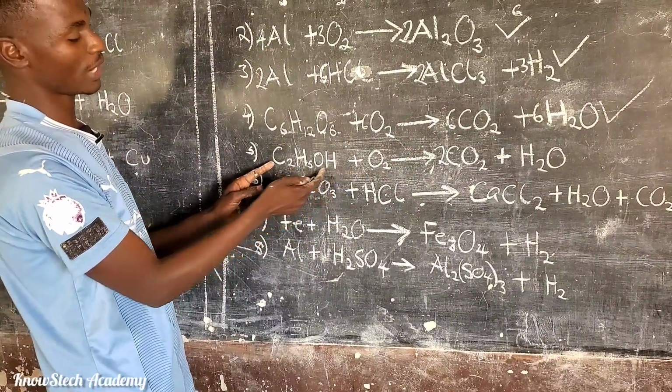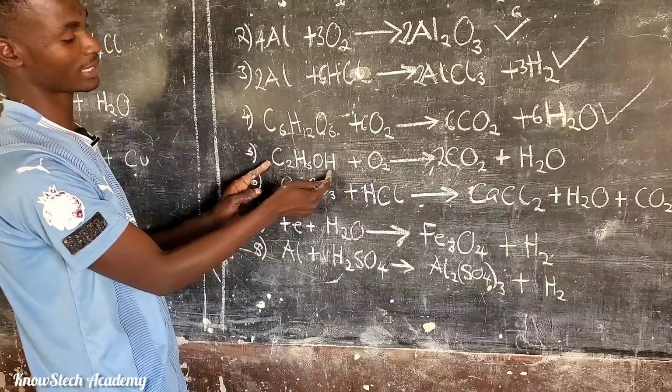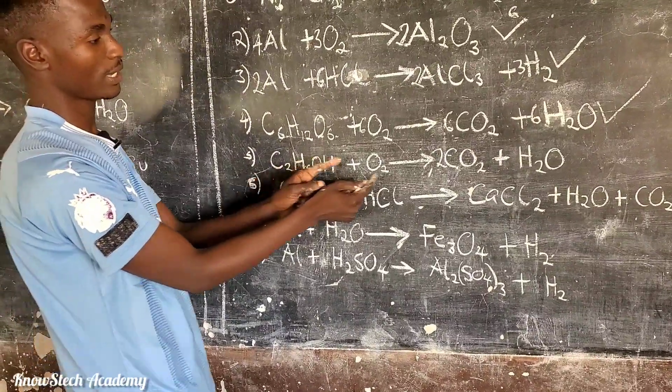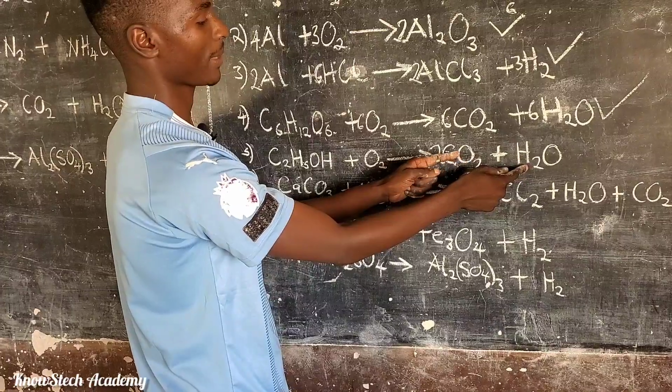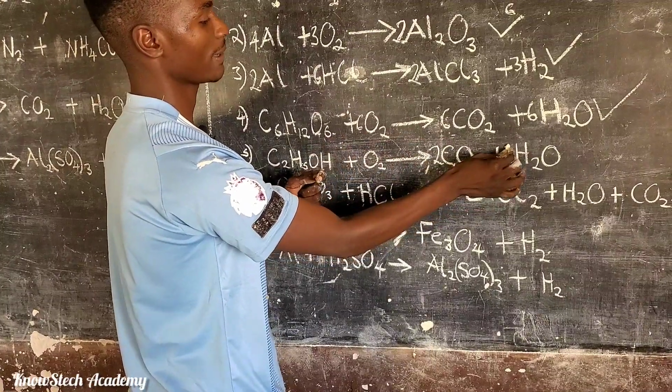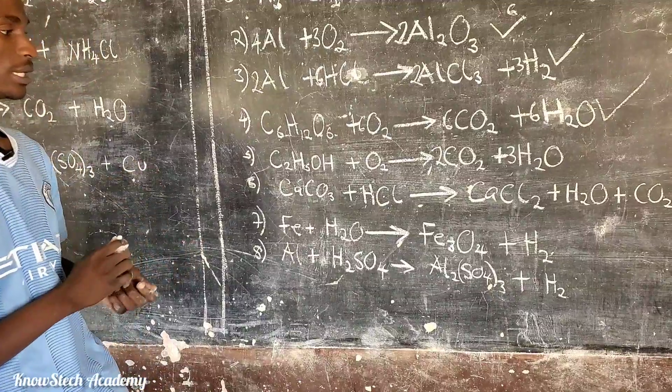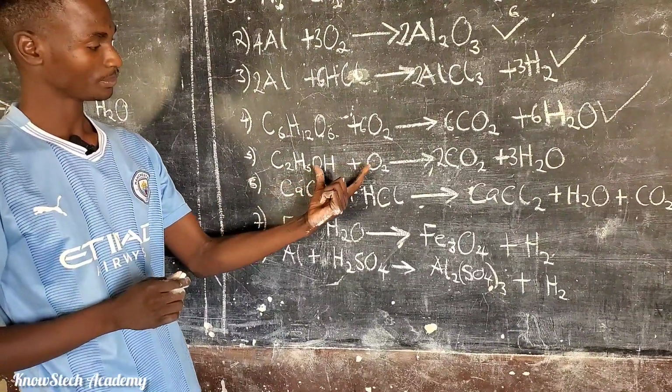How many atoms of hydrogen do we have on the reactant side? 5 plus 1, 6, right? You have 6. How about here? So we're going to put 3. So 3 times 2, 6, right? Nice. We go to the next, oxygen.